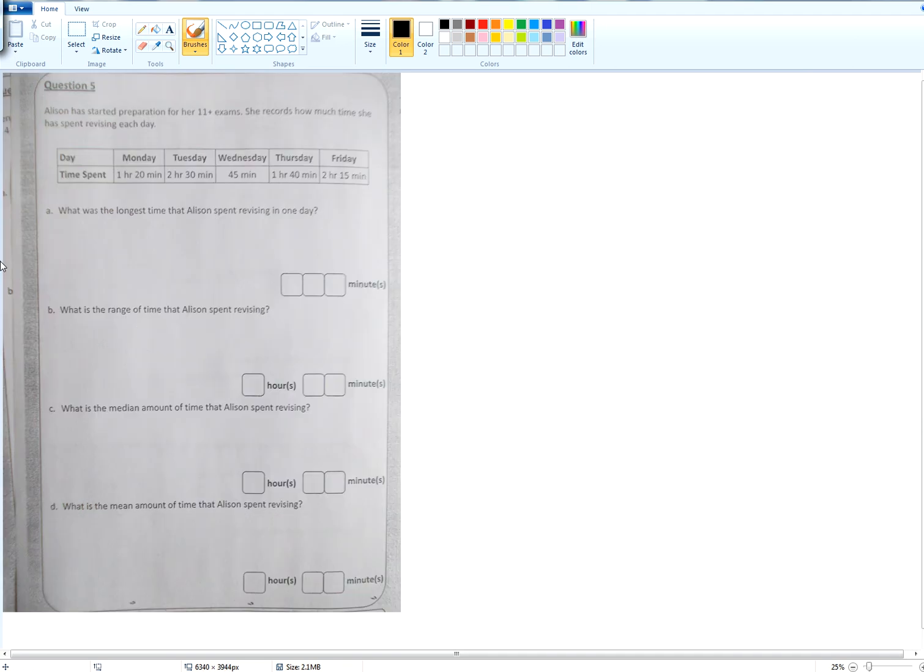Okay, question number 5. Alison has started preparation for 11 plus exams. She records how much time she has spent revising each day. What is the longest time that Alison spent revising in one day? And we have to change the answer into minutes. So first of all, tell me which day it is. Tuesday.